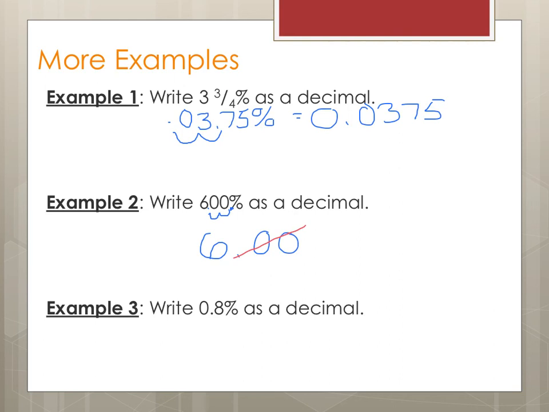Lastly, we have 0.8% as a decimal. Decimal goes 2 places to the left. We get an empty space, so we put a 0 in that placeholder there, so we get 0.008 for 0.8%.